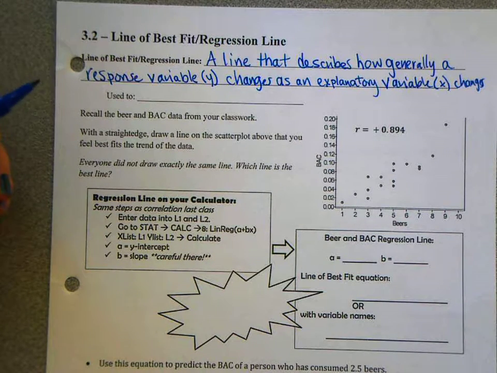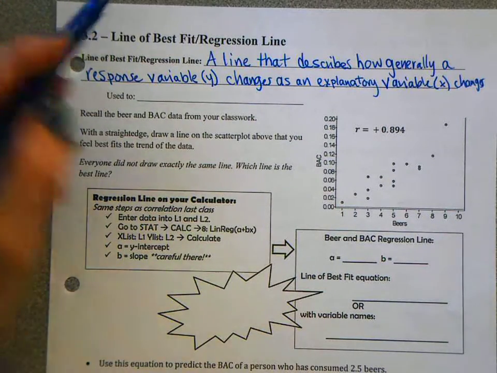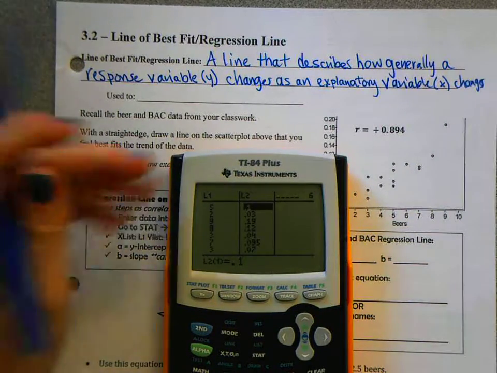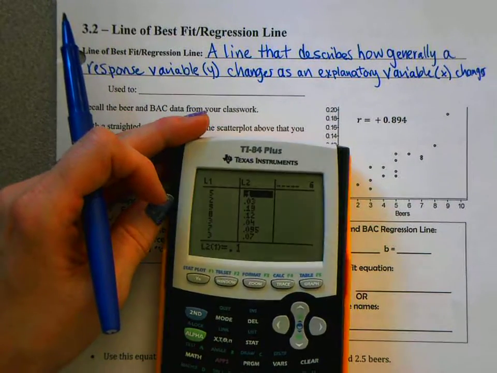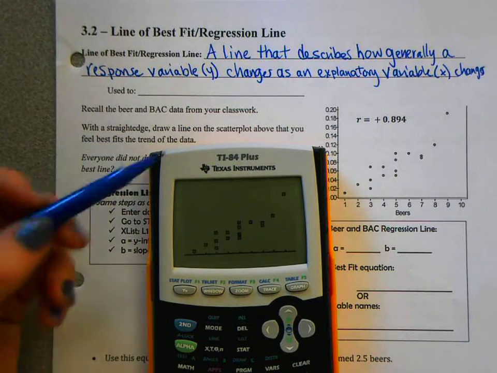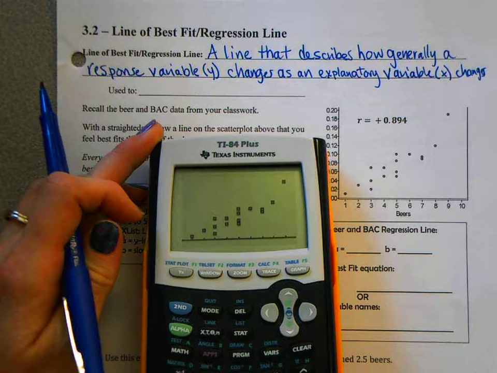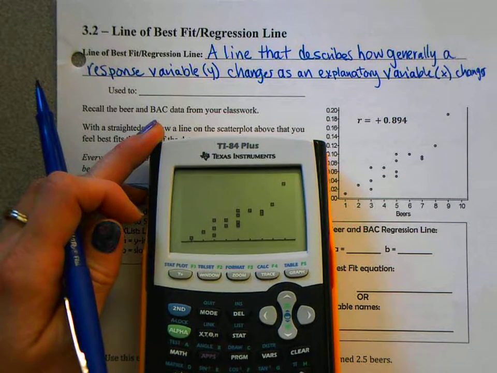But we're going to go back to our beer and blood alcohol content data. So it should already be entered into L1 and L2 of your list. And I just want to show you how the calculator does the line of best fit in just a minute. But I've already made the scatter plot over here. So if you press zoom 9, you should see the exact same scatter plot on your calculator screen as you see up on the board. And I got the correlation for you too from last class of 0.894.